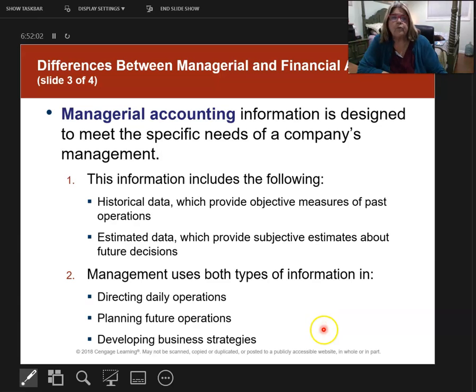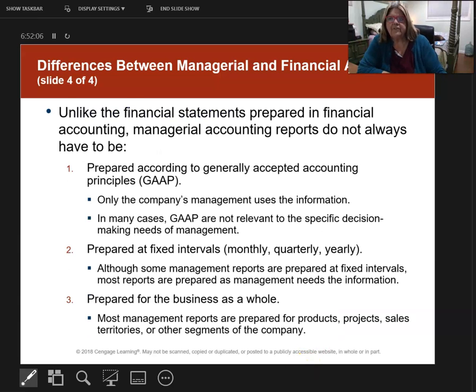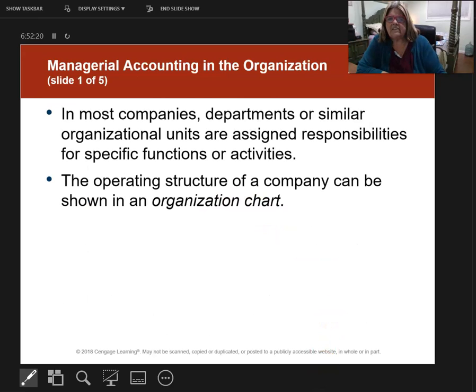You can actually read them on the PowerPoint. And here are more differences. The big thing about managerial accounting is that in financial accounting, we had to do reports according to GAAP, but not in managerial accounting. We don't have to do that. So that's the biggest difference.